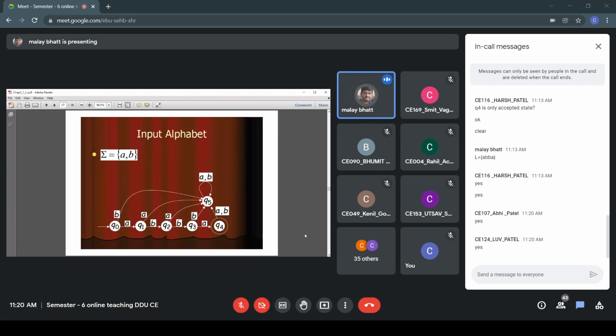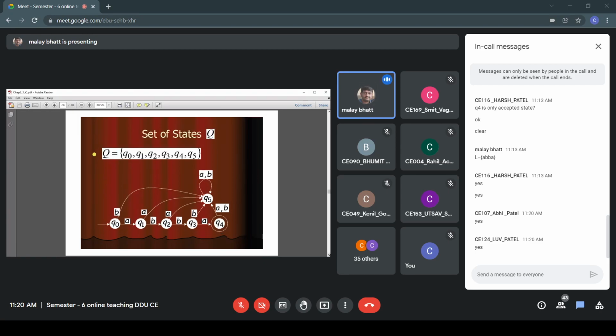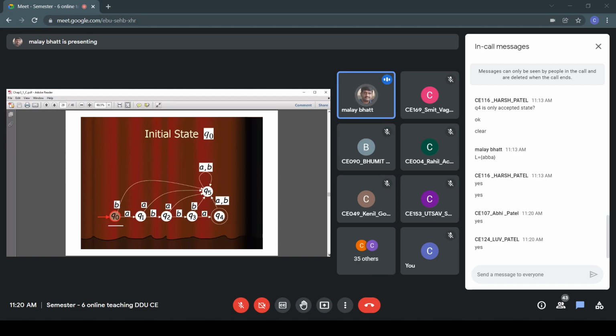Okay, so the next parameter is the set of states, Q. This Q has Q0, Q1, Q2, Q3, Q4 and Q5. It includes all the states of the diagram. We have the initial state as Q0, which is known as the initial state.